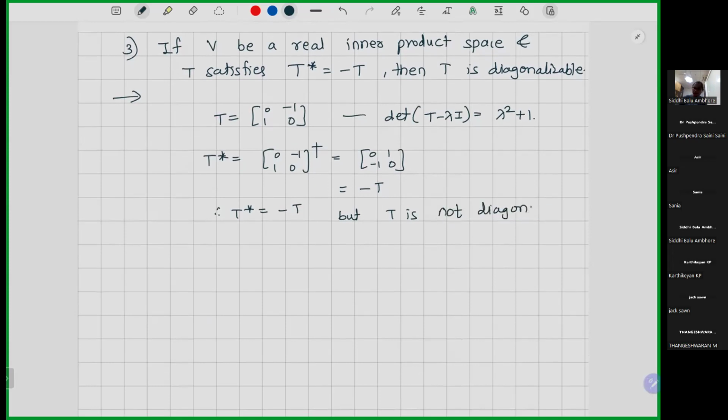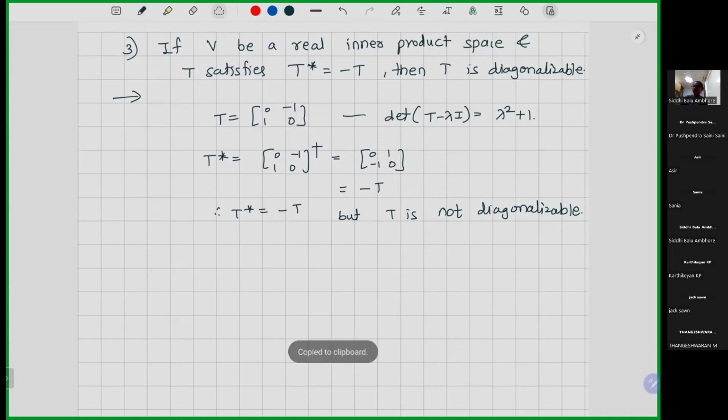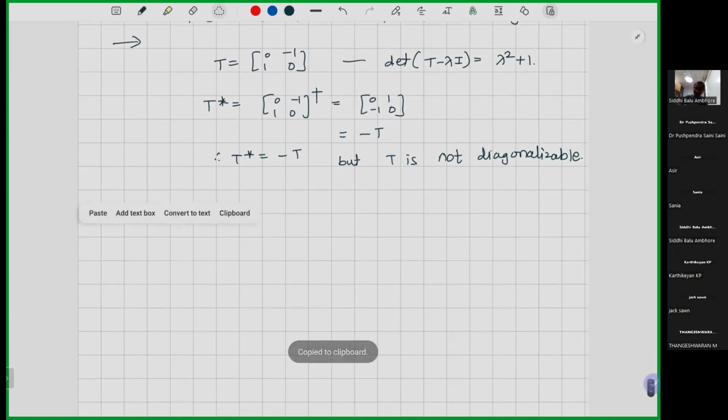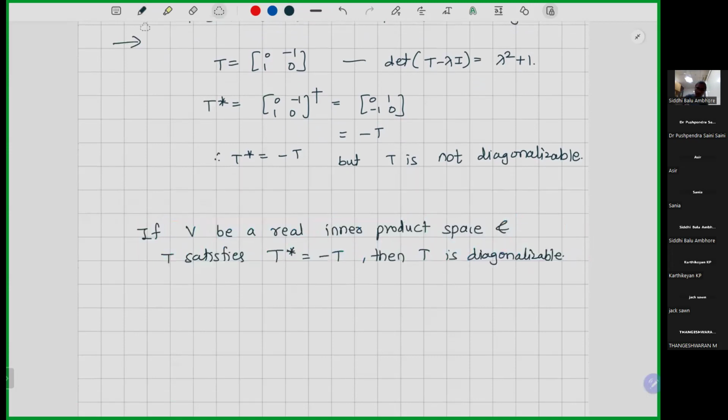Sir, the statement is true for complex inner product spaces? Yes. It was the next question on the line, whether it is true if it is complex. Yes, it is true in the case of complex. If instead of real, I take complex, then this statement is true.